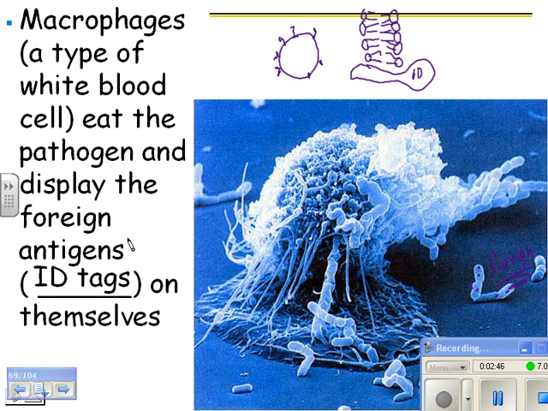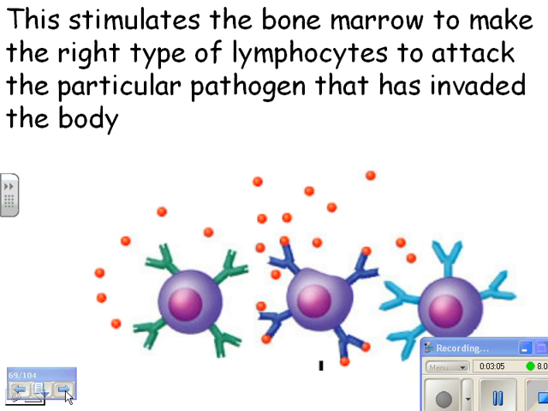So there are two types of antigens. There are foreign antigens and there are self-antigens. Your body should not attack the self-antigens, but your body should attack the foreign antigens. So a macrophage will come around, eat up bacteria or cells that are infected with viruses, and they'll actually display the foreign antigens on themselves. This stimulates the bone marrow to make the right type of lymphocytes to attack a particular pathogen that's invaded the body. So here's an example.